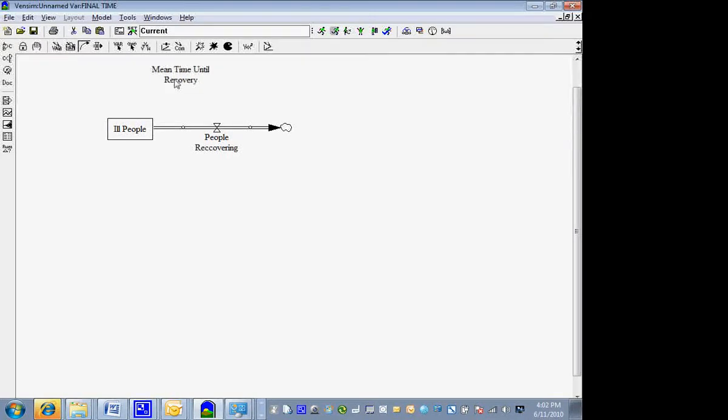Now what I'm going to do is click on this arrow and connect it up to people recovering. And I'm going to connect ill people up to people recovering. Why am I connecting those? Can anyone tell me? There's a reason I'm connecting those. What does that tell me, other than the mathematical function of it? Well, what does it tell me without even looking at the details of this? What does it tell me if I see an arrow from this to this to it? What does it tell me?